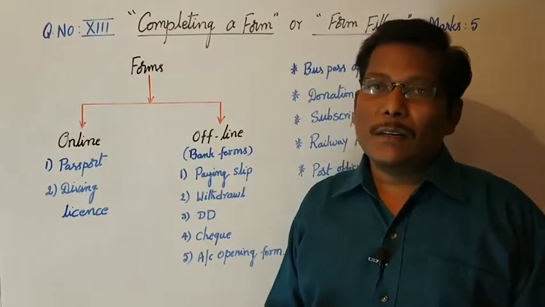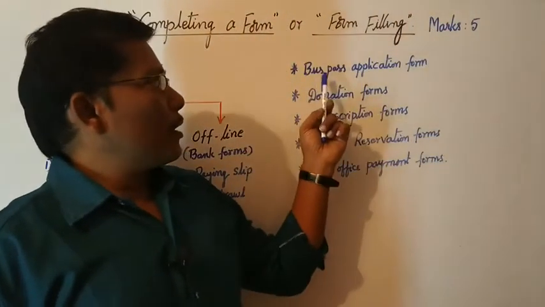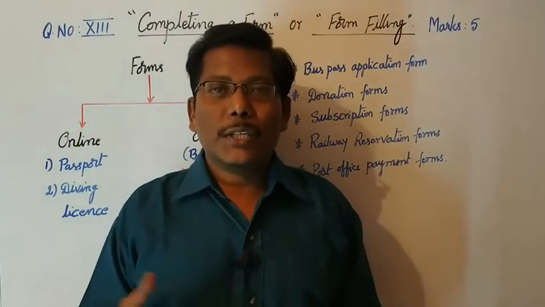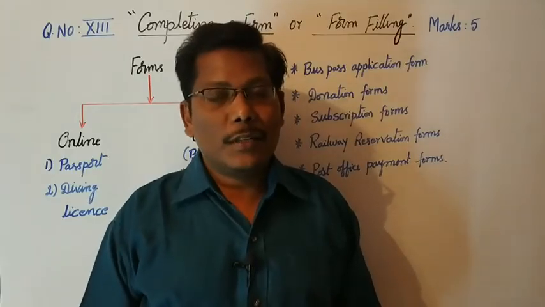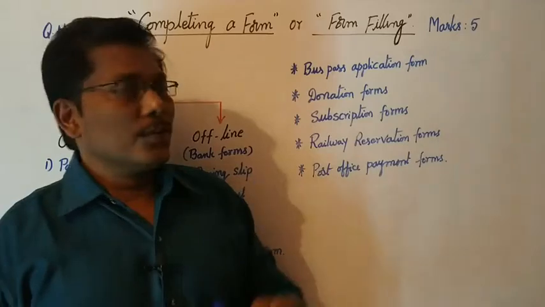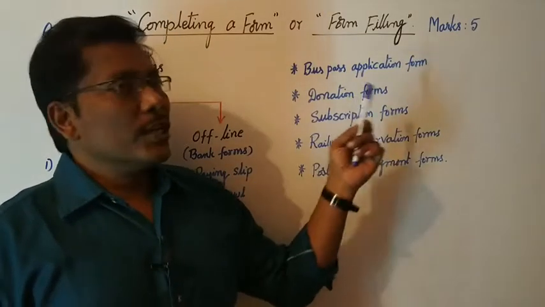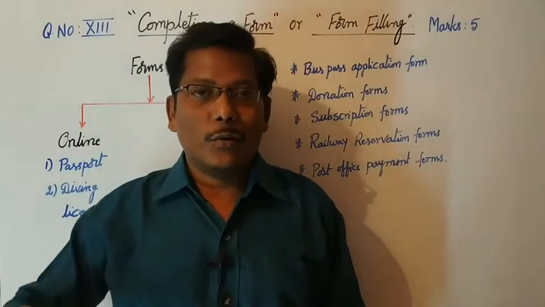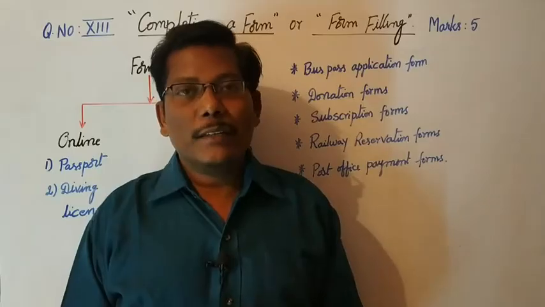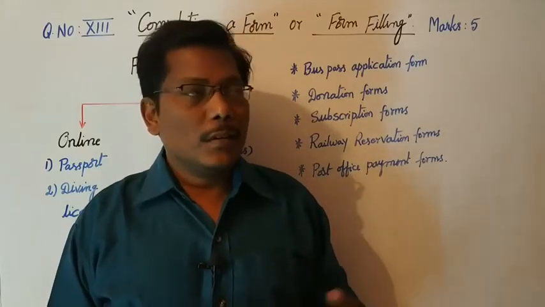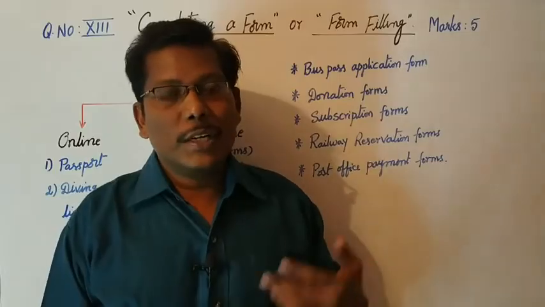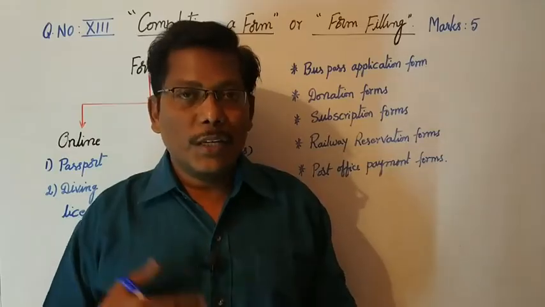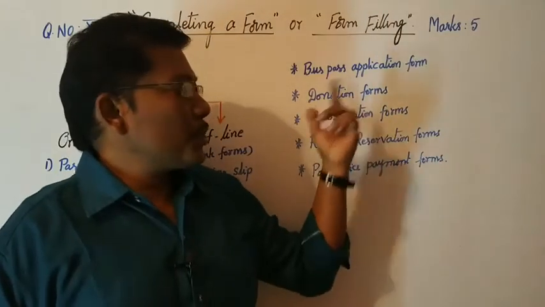Okay, and there are other types of forms. Those are bus application forms. Whenever you want to apply for a bus pass, you have to fill in a form, that is the bus application form. Another one is donation forms. Donations are of two types, monetary donations and organ donations. If you want to donate some money to a charity or an NGO, you have to fill in a donation form. In the same way, if you want to donate some organs, then also we have to fill in a form. Those are called donation forms.